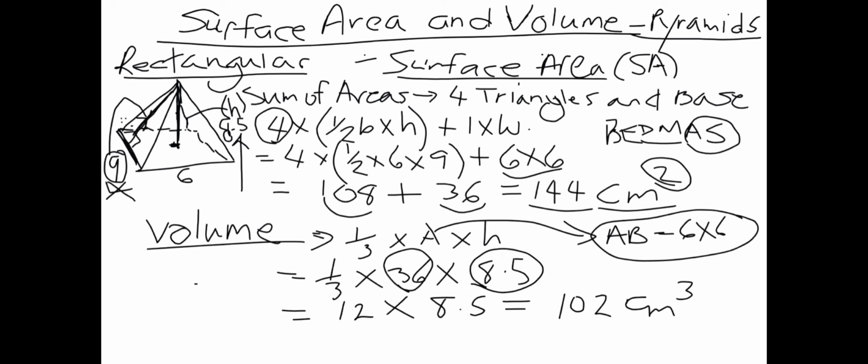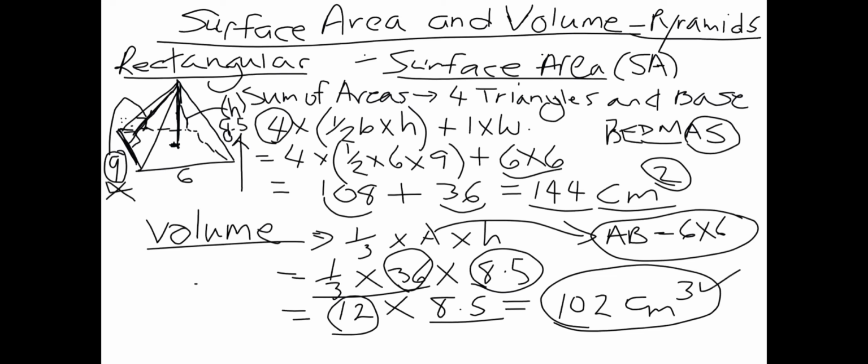And so 1/3 of 36 is equal to 12. Therefore, 12 times 8.5 is equal to 102 centimeters cube. And it's because we have a volume, that's why we have a cube. And that's how we do any surface area that has a base of a pyramid.